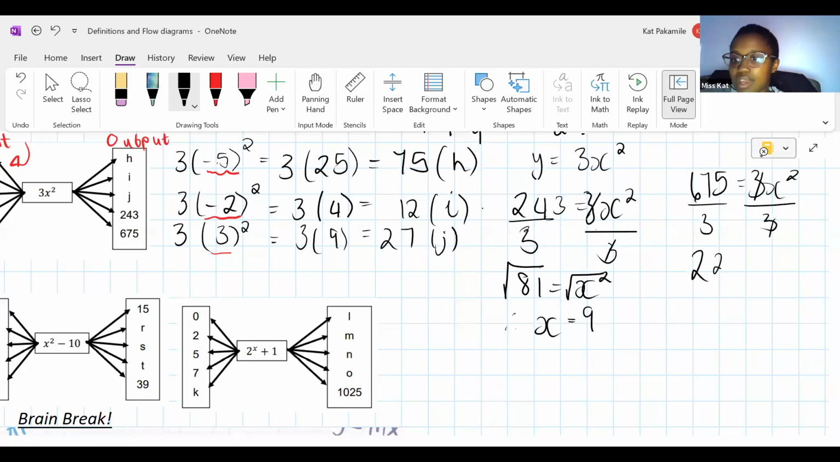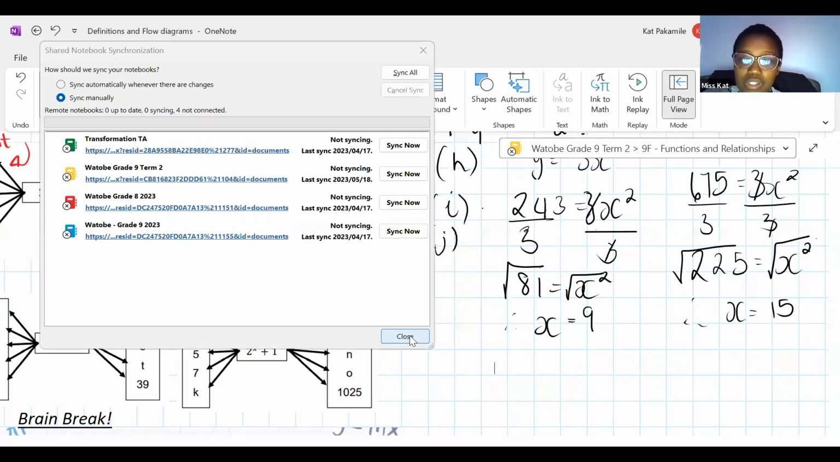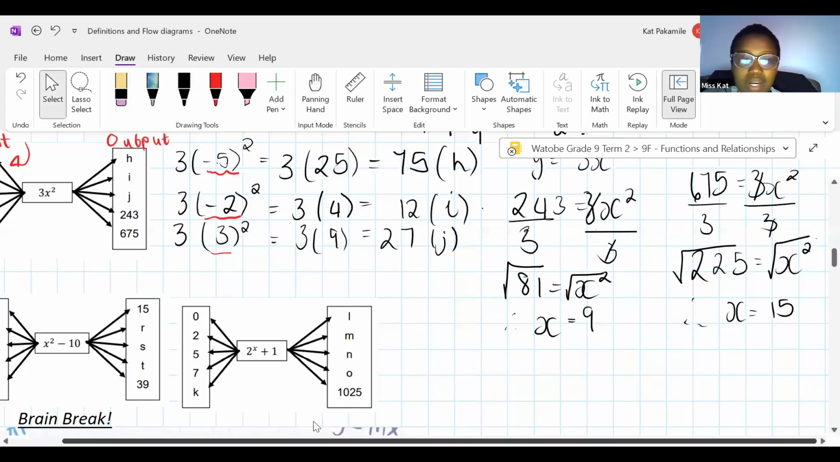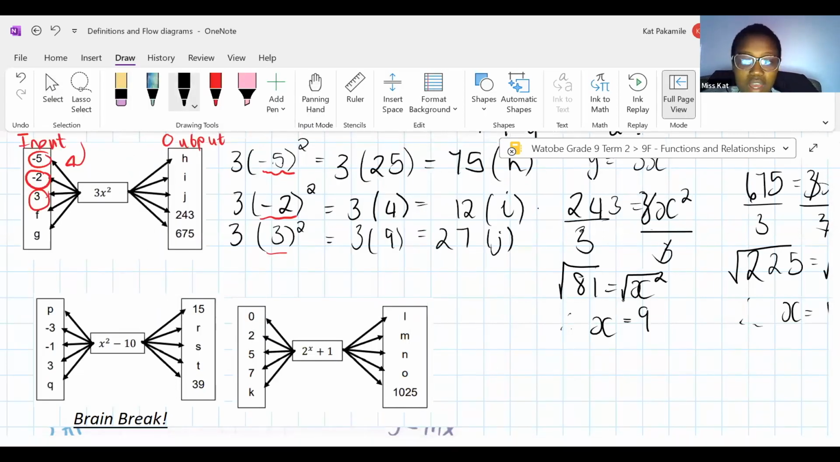Now we want to get rid of the square, so we square root. What's the square root of 225? That will be 15. Therefore, x will be equal to 15. Oh, I forgot to tell which letters they correspond with. Our 9 corresponds with number F, and 15 will correspond with G.